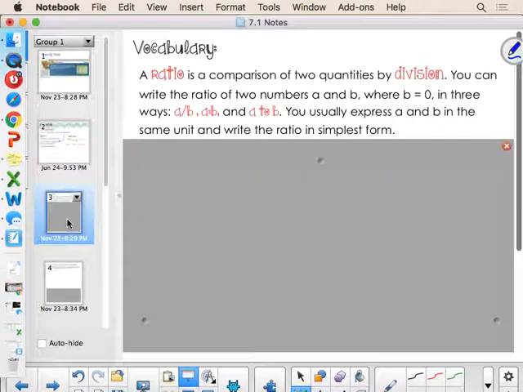Here we go. Let's first review what a ratio is. A ratio is a comparison of two quantities by division. We can write the ratio of any two numbers A and B, so long as B is not 0, in three different ways. One of those ways is A divided by B. That is the reason why B cannot equal 0. We can also separate the two with a colon, A:B, and that is read as A to B. Those are the three different ways that we can write ratios. Just so you know, when we write ratios, we do write them in simplest form, which means that you will need to simplify your fraction.